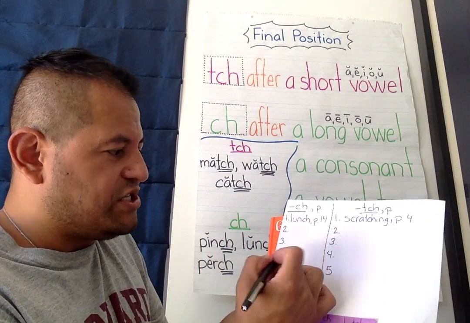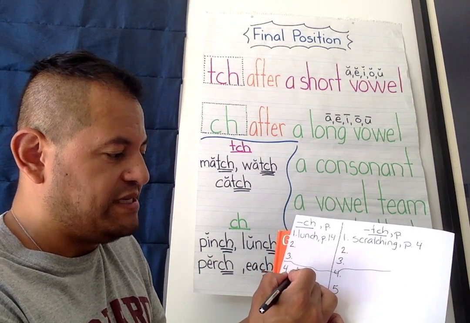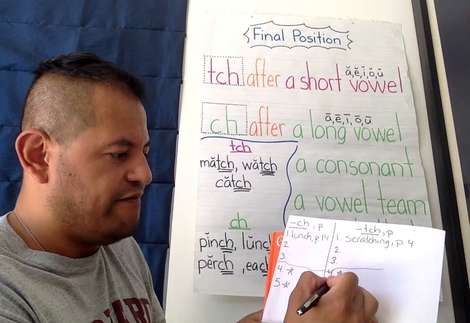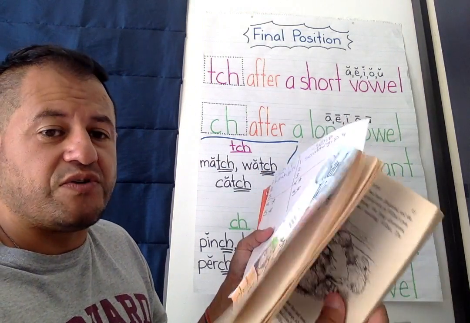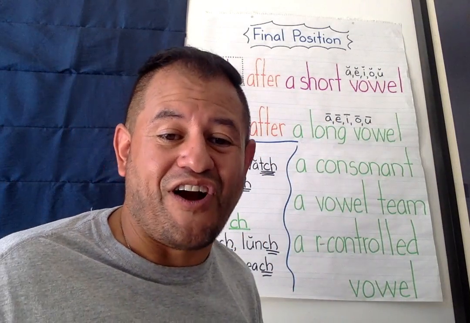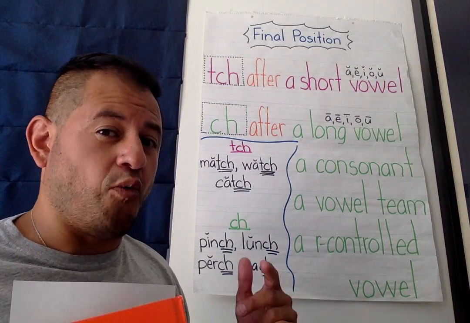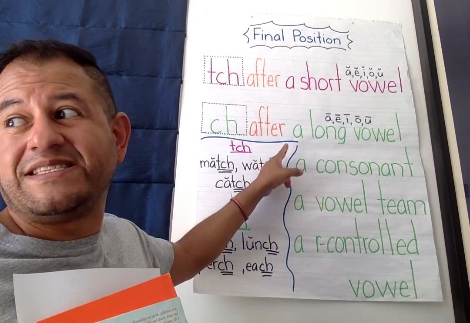So on your list, you can do 3. If you want to do more, these are bonus. 4 or 5. You can do it here on a piece of paper in a book that you have at home, or you can do it on a Post-it, or you can do the sheets that are on the activity. But you're going to find out where TCH is being used or CH is being used.